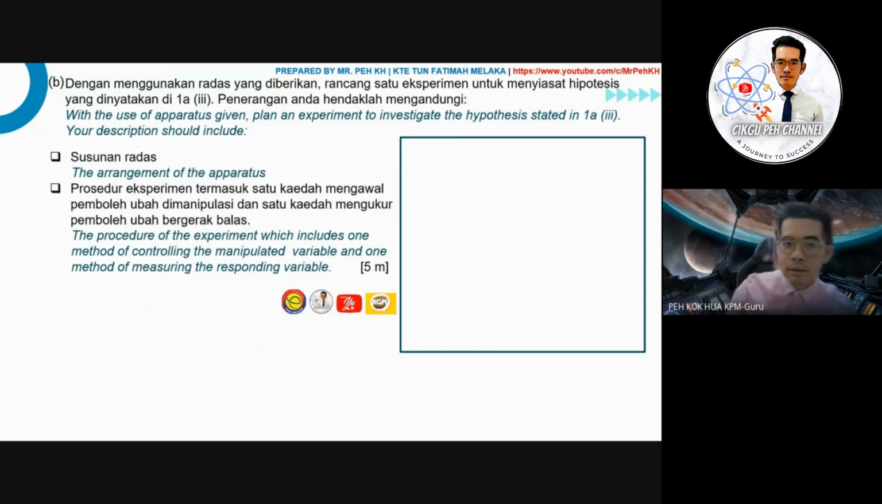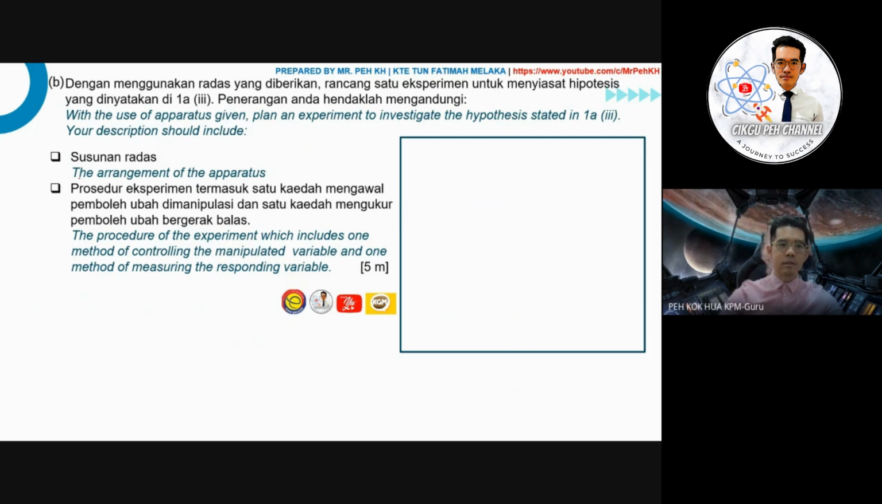Then for this example of question, the big question here is where the candidate needs to plan the experiment. So let us go through the question. With the use of the apparatus given, plan an experiment to investigate the hypothesis stated in 1A3. 1A3, just now, we already gave the hypothesis based on the situation or information given in diagrams 1.1 and 1.2. So you need to relate the hypothesis from the situation given in question A and then continue and plan your experiment.